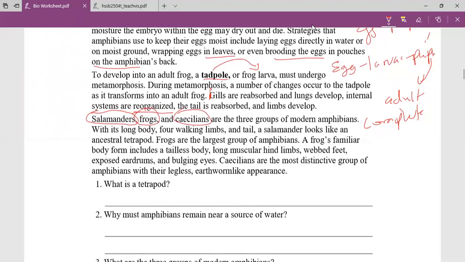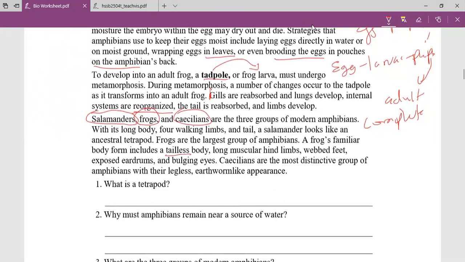Frogs are the largest group of amphibians. A frog's familiar body form includes a tailless body, long muscular hind limbs, webbed feet, exposed eardrums, and bulging eyes. All of these things are examples of the way to describe the word frog.